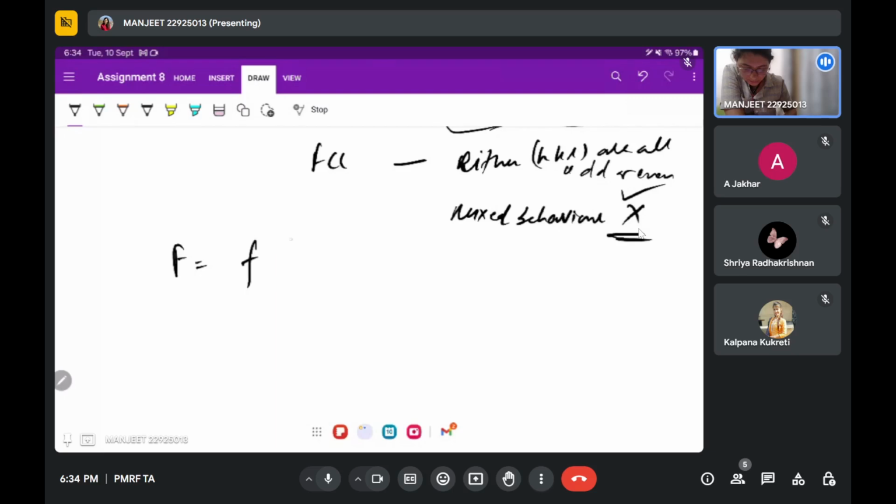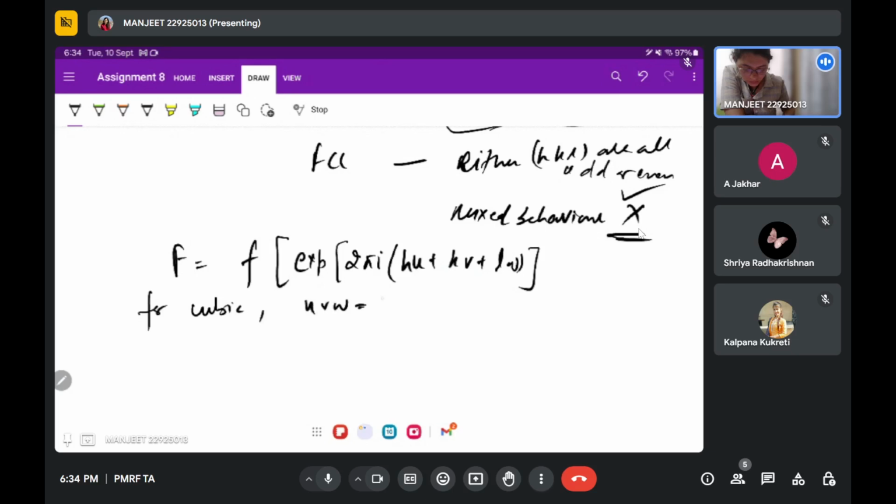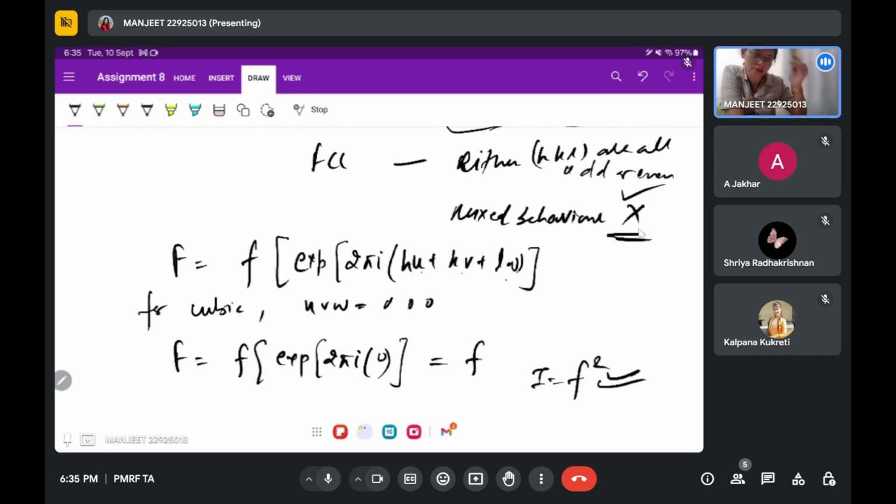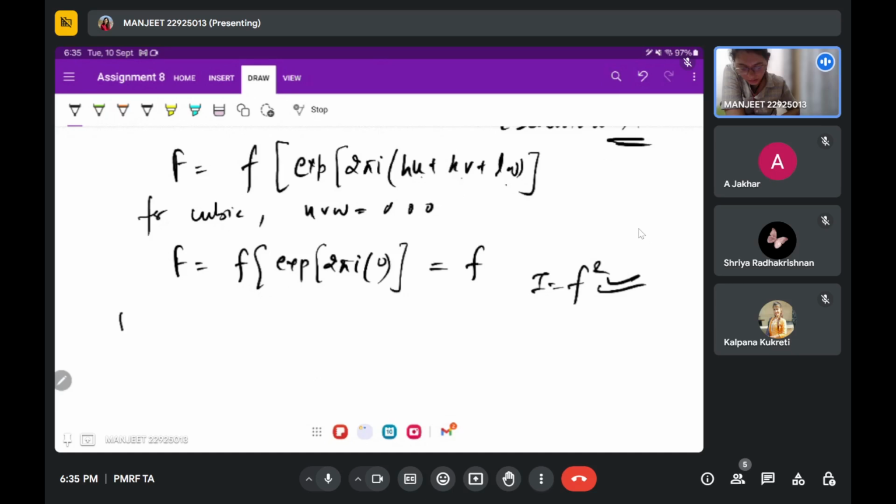We have F, that is the sum of exponential of 2 pi iota (HU plus KV plus LW). For the simple cubic, we have only one atom, so n is 1 and the position UVW will be 0 0 0. If I put this value, F will be exponential of 2 pi iota times 0. This will give you 0, and exponential of 0 is 1. So this is F, and intensity will be F square. This is for the simple cubic.